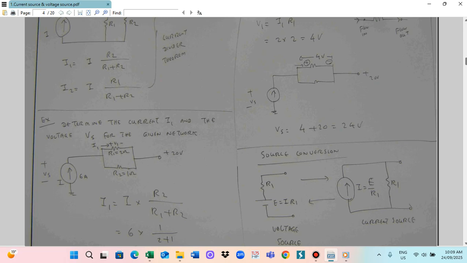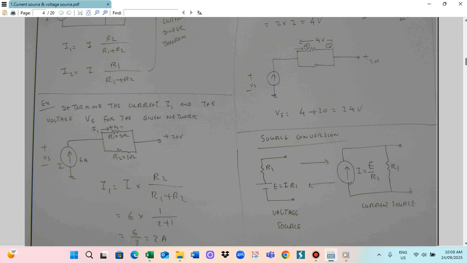So E is equal to I multiply R1, where the current is I. This is the voltage source. The voltage source means the battery voltage E and the internal resistance R1, so E and R1 are in series. And a current source means the current and the resistance are connected in parallel. The current I you can calculate as E divided by R1, and this resistance R1 is in parallel. This is the current source.